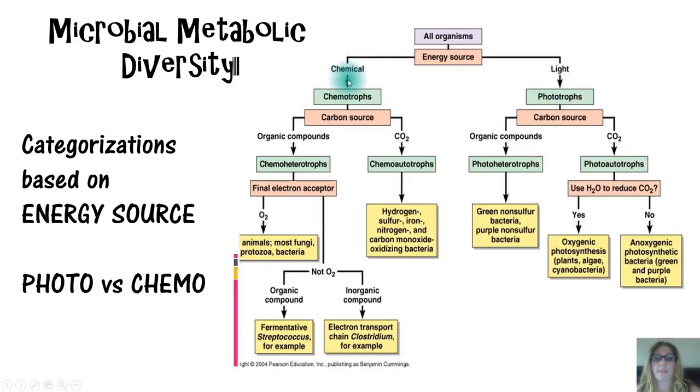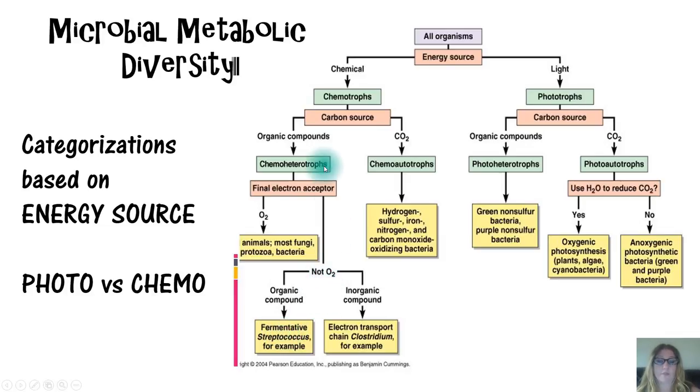All right, and then after that, we can go ahead and separate it into its individual carbon sources. So we have our chemoheterotrophs. And depending on its final electron acceptor, if it uses oxygen versus if it does not use oxygen. So if it's anaerobic, it would be here. But it could be anaerobic and use an organic compound. If it's anaerobic and it uses an organic compound, these are going to be our fermenters. They're going to undergo fermentation.